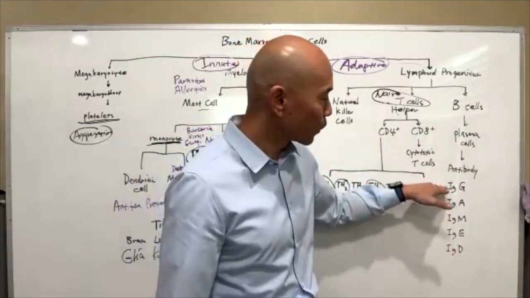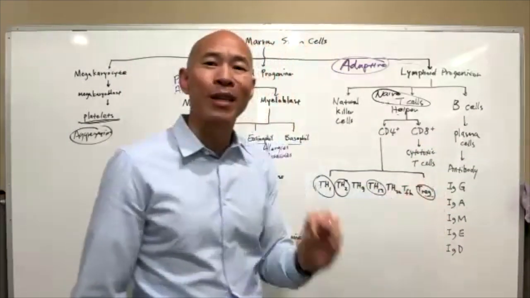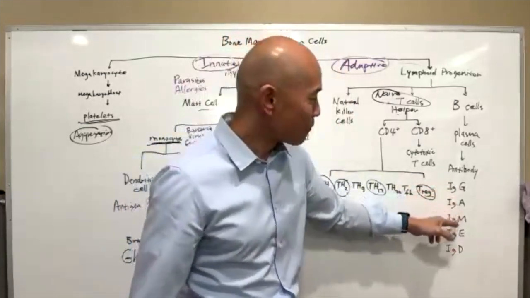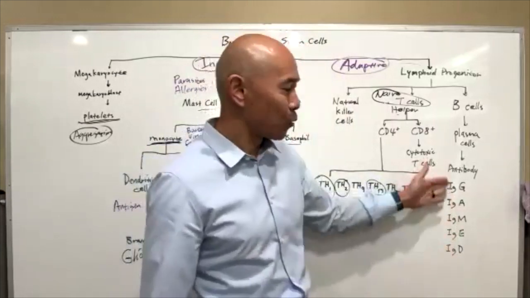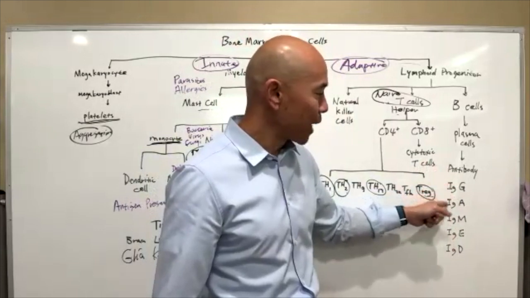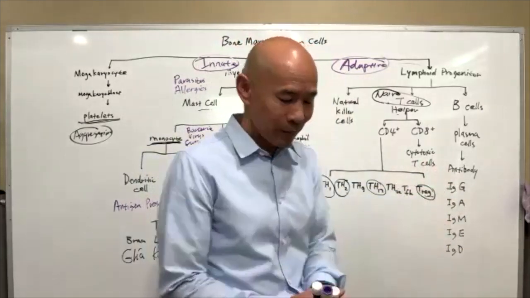So mostly we're looking at these different antibodies, and you can remember them with the acronym GAMED. That helps you to remember the different types. But IgG, IgA, IgM, IgE are the most important clinically to us.